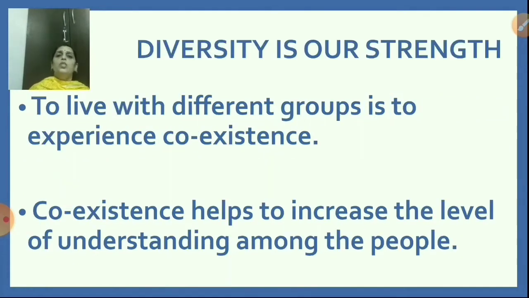Okay. Now the next, to live with different groups is to experience coexistence. Students, when we live together in a group, that existence or experience is known as coexistence. Okay, coexistence helps to increase the level of understanding among the people. Means when we stay together, we even try to understand the people staying with us, their needs, their feelings. Okay.